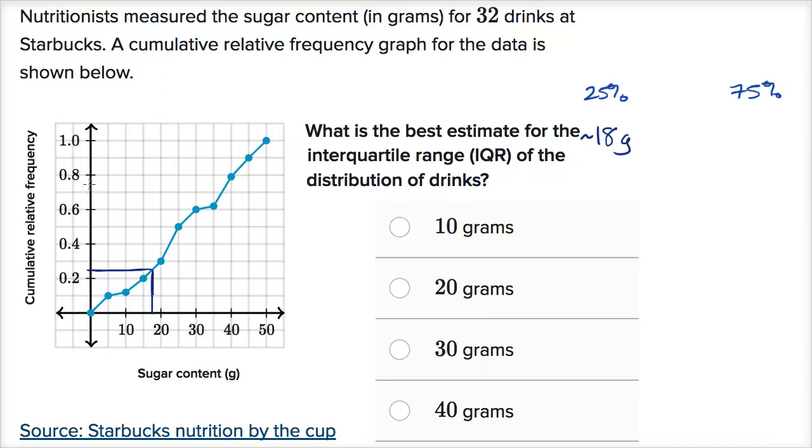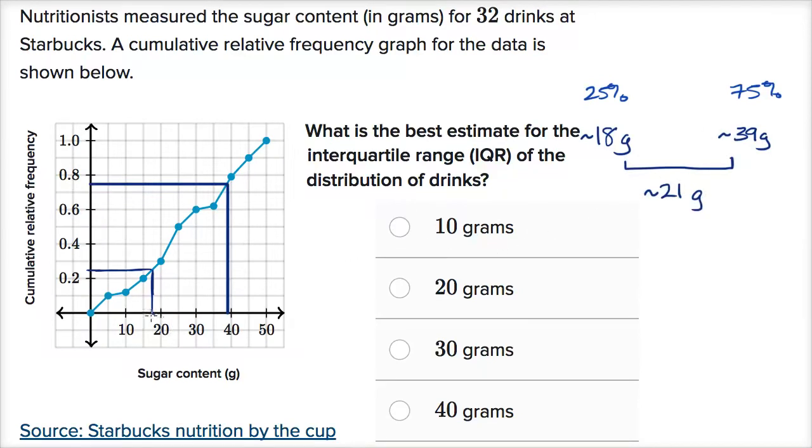This is 70th, so 75th would be right over there. Actually, I can draw a straighter line than that. I have a line tool here. So the 75th percentile would put me right over there. That looks like, well, I'll go with roughly 39 grams. And what's the difference between these two? The difference looks like it's about 21 grams.